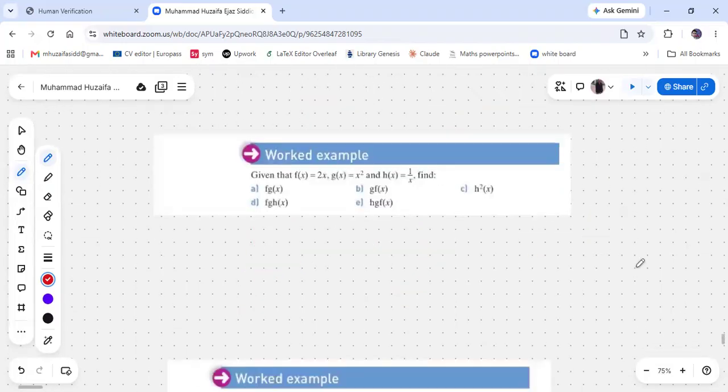Look at here, if we are finding f into g of x, f is as it is, and we know g of x is x square. Now we are replacing x with x square in the given function. So 2 of x square, this is the 4 of x square. Got it?